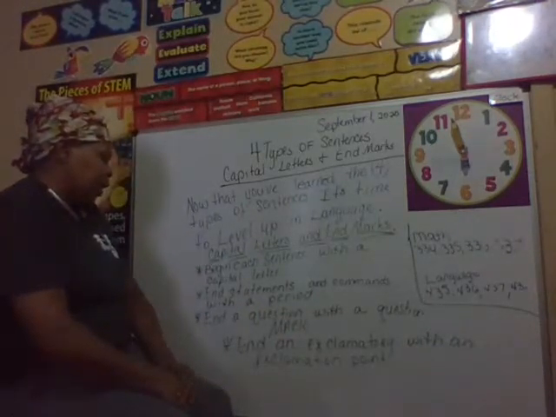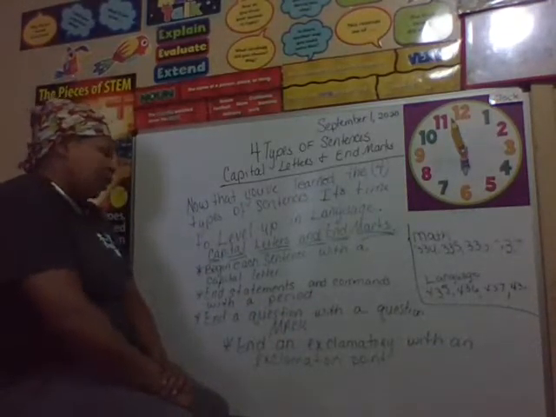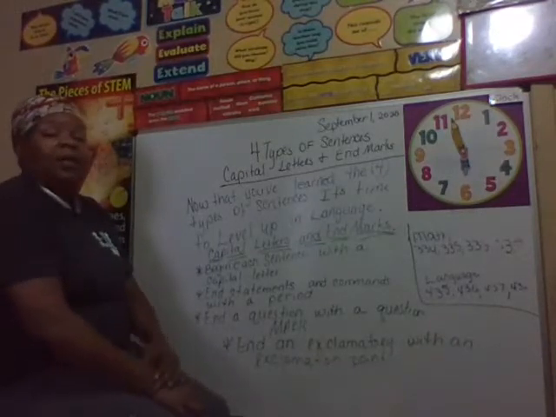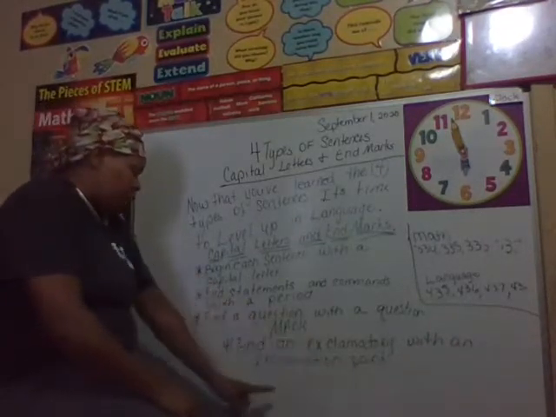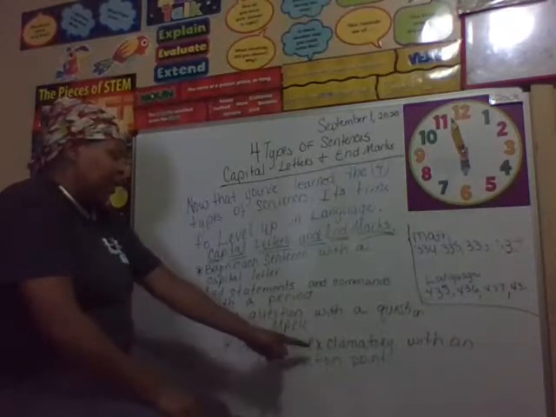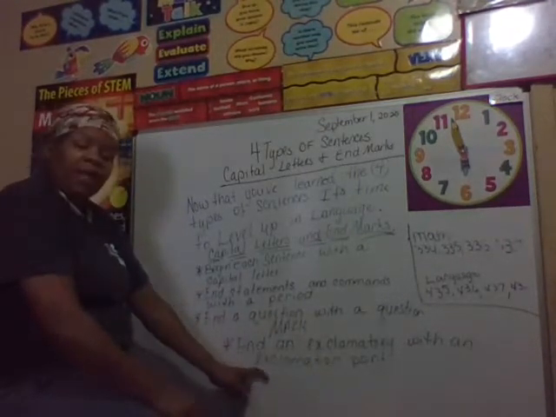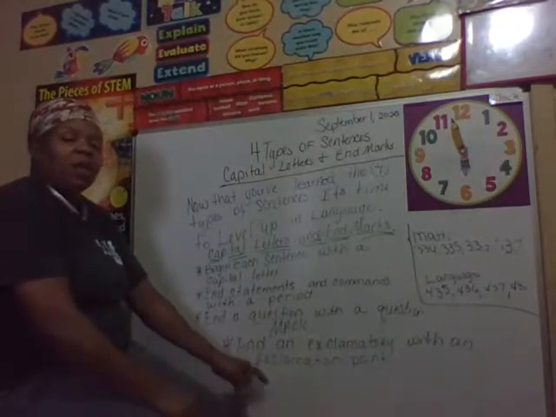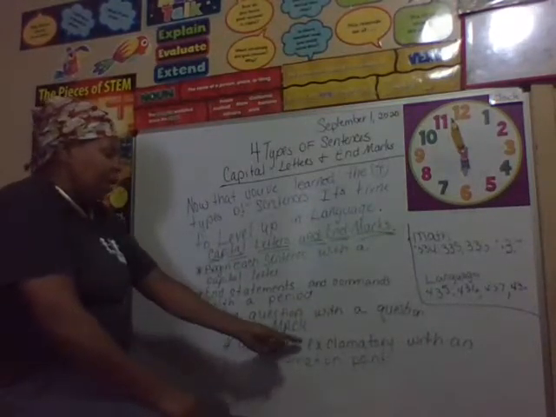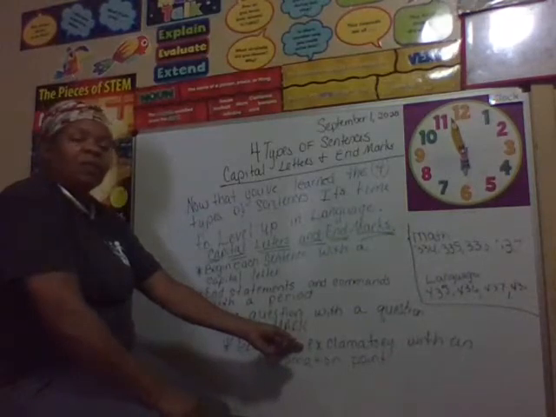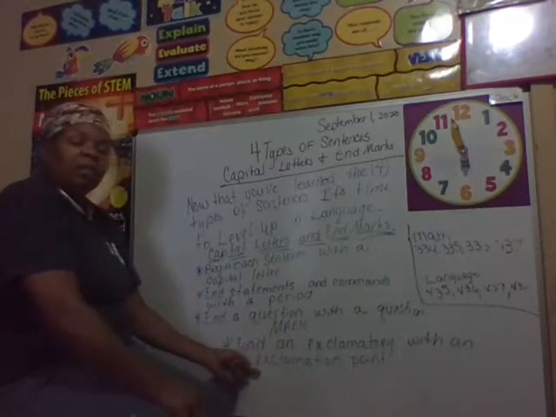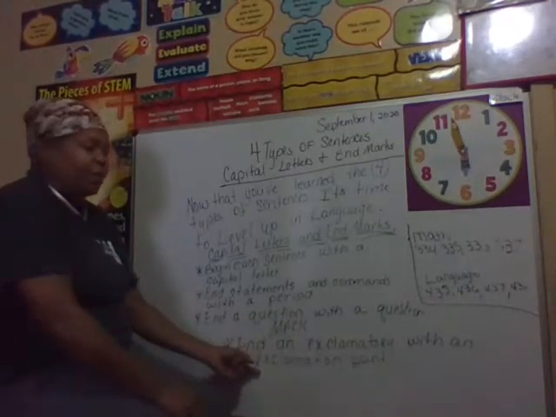Rule number 4 says, end an exclamatory with an exclamation point. Now, let's not confuse this word with this word. Exclamatory is the type of sentence that it is. Exclamation is the mark that it uses. Let's do that again. Exclamatory is the type of sentence that it is. Exclamation is the type of mark.